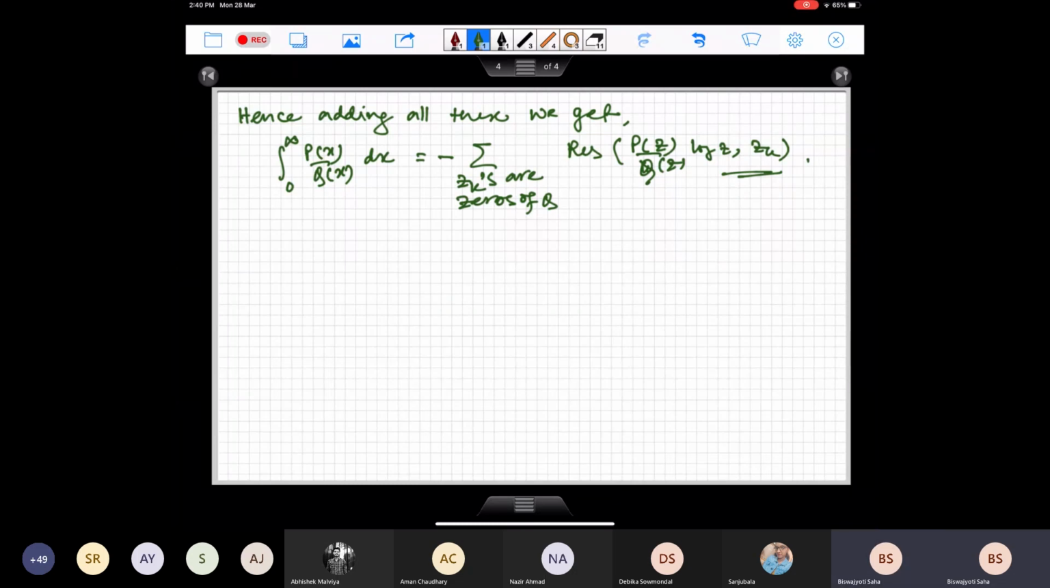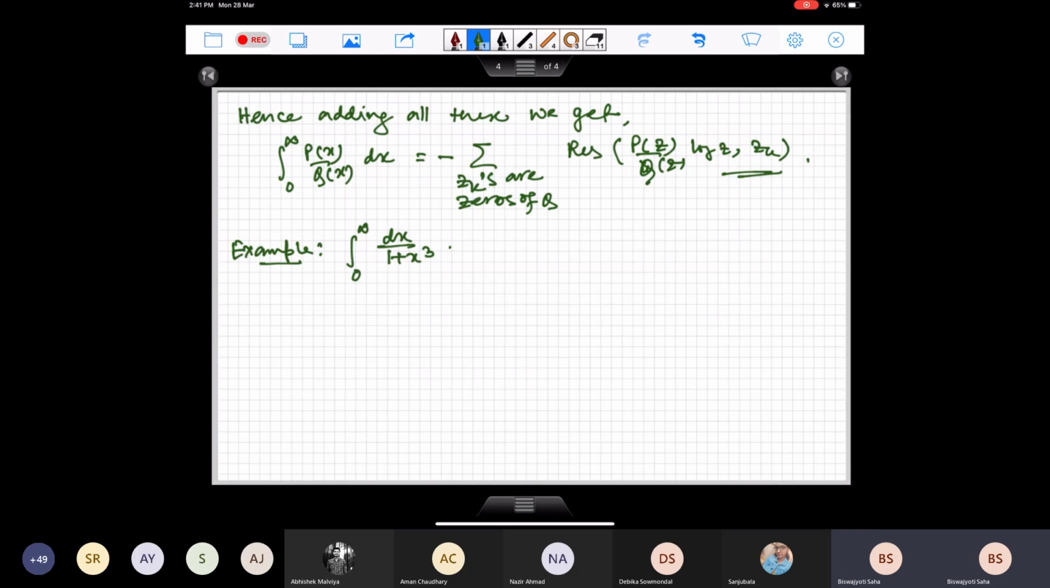Okay, so let's do one example. Let's work out one. For example, suppose I want to integrate from 0 to infinity dx upon 1 plus x cubed. Clearly, it's not an even function, so I have to apply only the formula for this case.